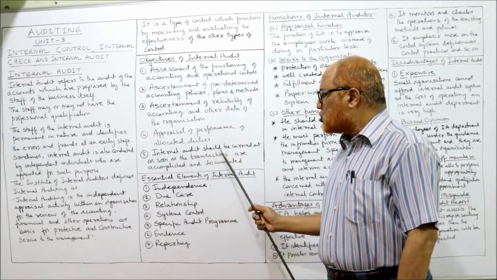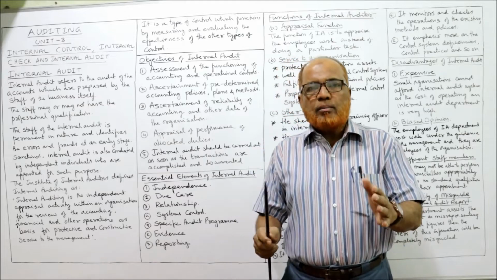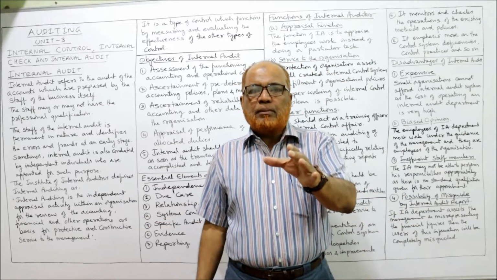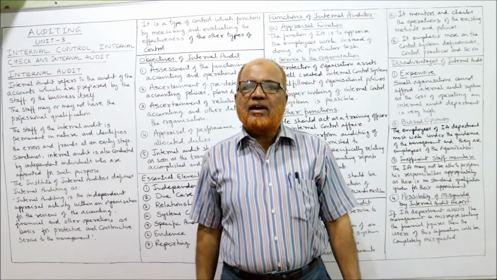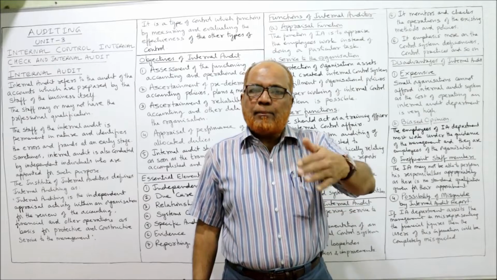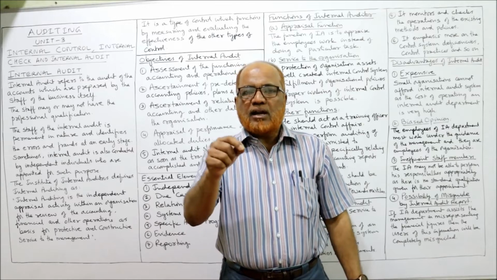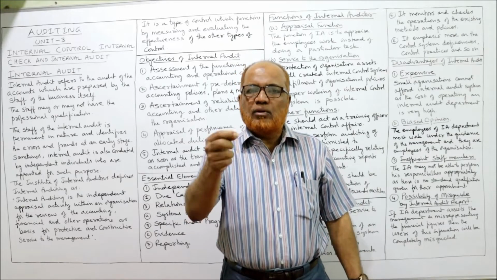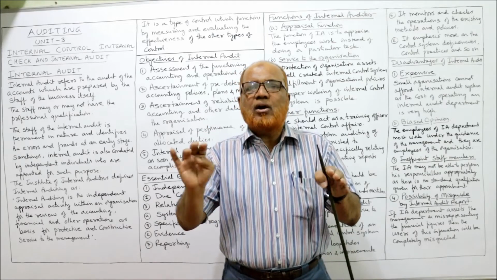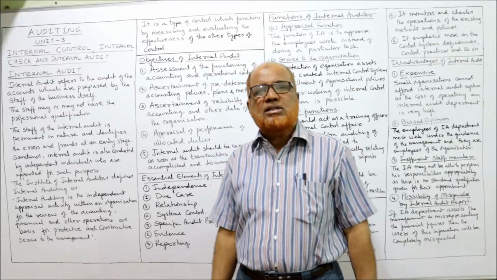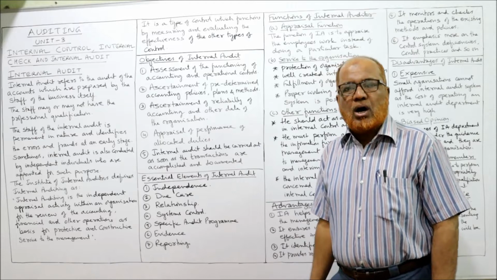Next, last one, internal audit should be carried out as soon as the transactions are accomplished and documented. So normally the external audit will take place at a particular point of time, but internal audit is a continuous affair. This internal audit will be simultaneously done as the transactions are taking place. Whenever a transaction takes place, it will be documented, it will be recorded, and immediately auditing will also be done. So simultaneously auditing will be done as soon as the transaction takes place. So these are the objectives of internal audit.